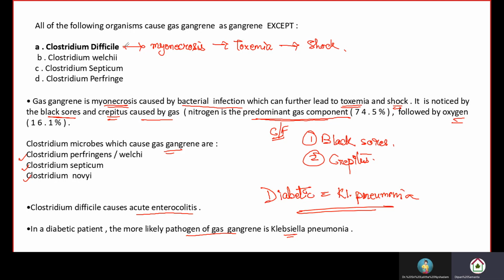Sorry, no. Difficile is the exception, sorry. These three cause myonecrosis, toxemia, and shock: that is perfringens or welchii, septicum, and novyi. And difficile doesn't cause it. Difficile causes acute enterocolitis, completely different. Clostridium welchii, septicum, and perfringens cause myonecrosis, or we can say gas gangrene.